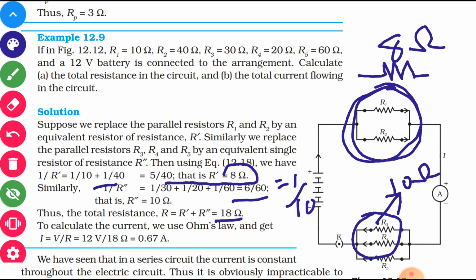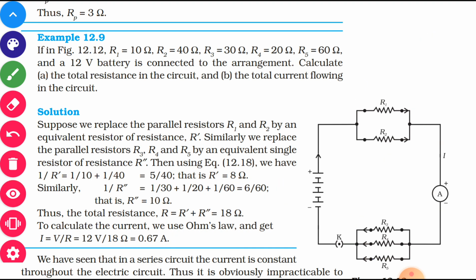If you want to find the current, then current I is equal to V upon R. Voltage is given. We have a 12 volt battery. So V upon R, that is the total resistance of the circuit, 12 upon 18 will give you 0.67 ampere.